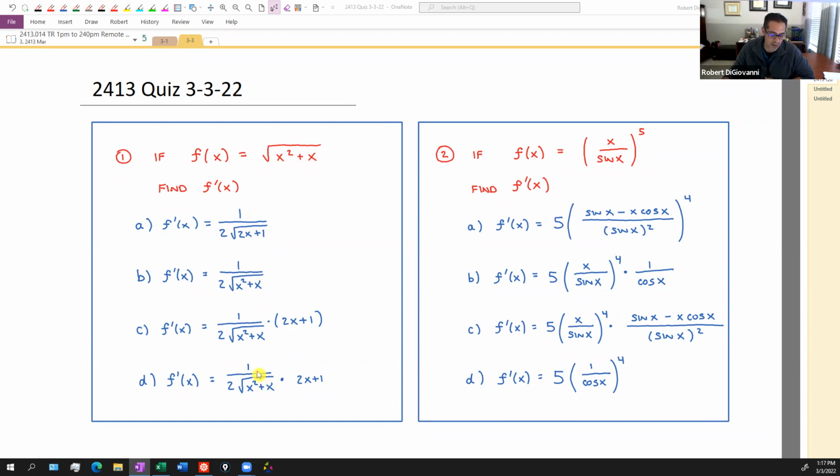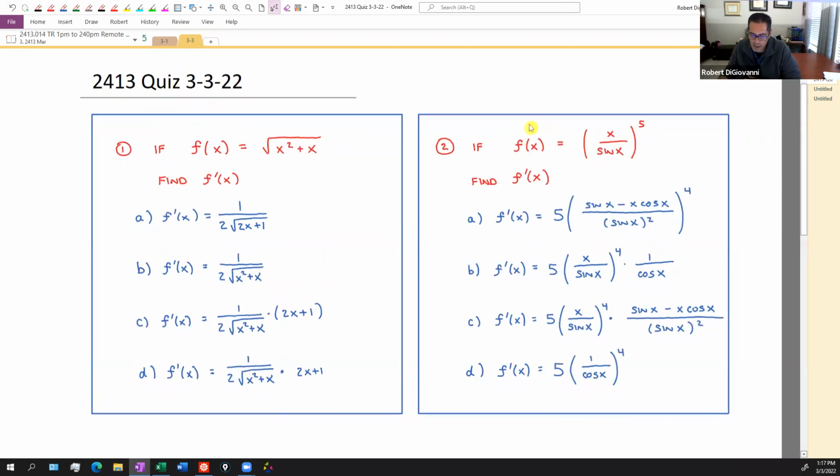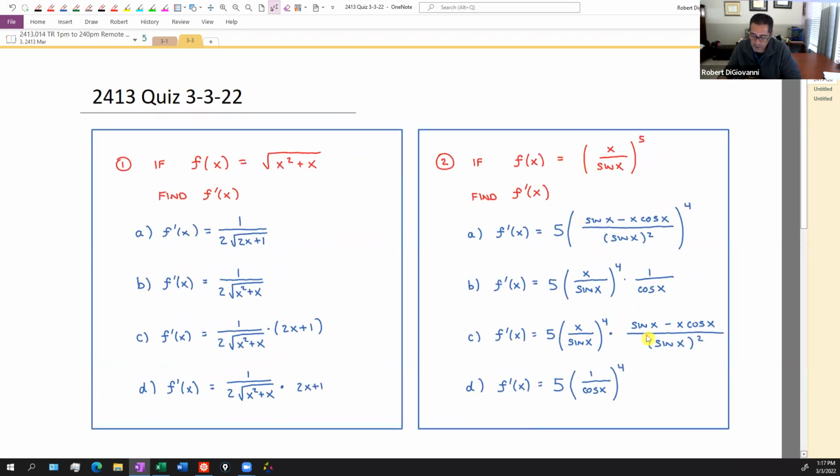The last one is almost right, except there's no parentheses here. And you have to have the parentheses because this multiplication without parentheses means that you're only multiplying these two together, when in fact it's distributing to both. So the parentheses have to be there. Okay, on the other one, let's see, the correct answer is C, right?